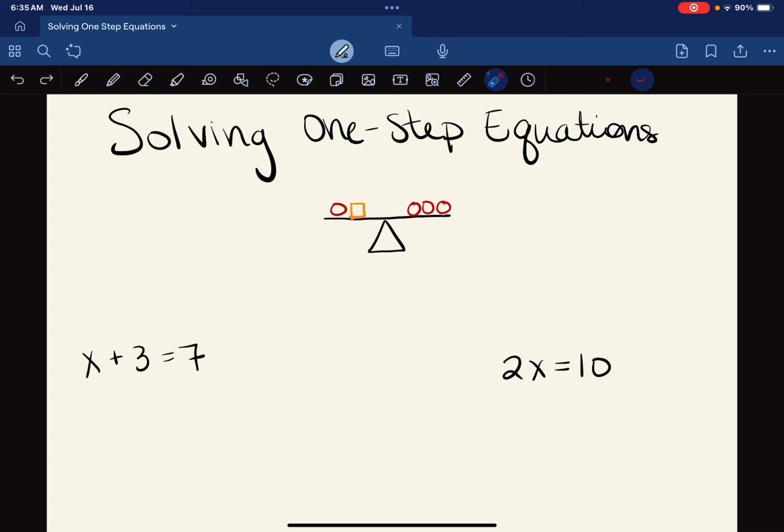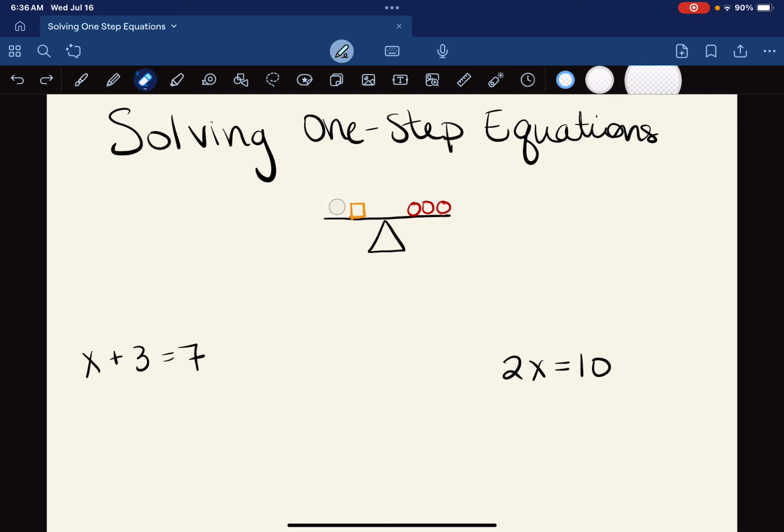But what if I want to know what the value or the weight is of this orange square in terms of red circles? Well, I would need to get the square by itself. Right now, though, I've got this red circle right next to it. So go ahead and think about how can I get that orange square alone on the left side and still keep my scale balanced? So hopefully you come up with this idea.